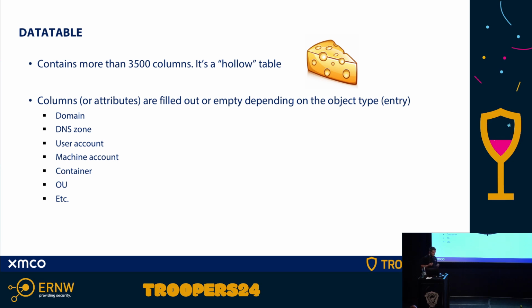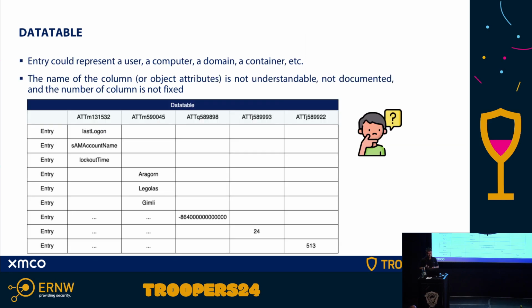So, for instance, if you have a domain object, the domain object has different attributes than machine accounts or user accounts. So it could be represented like this. Each entry represents an object: user, computer, domain, etc. And as you see, depending on the kind of entry here, the column is empty or filled out.